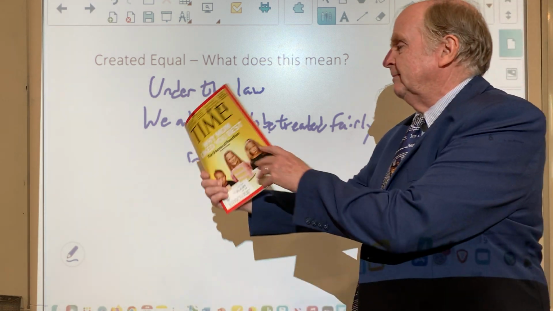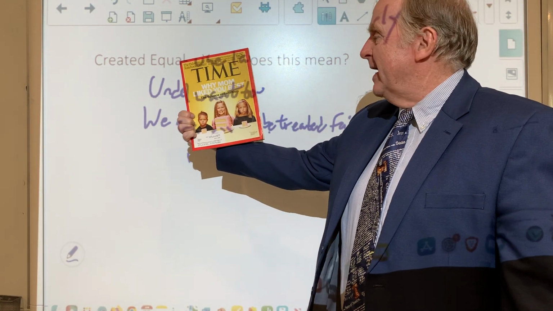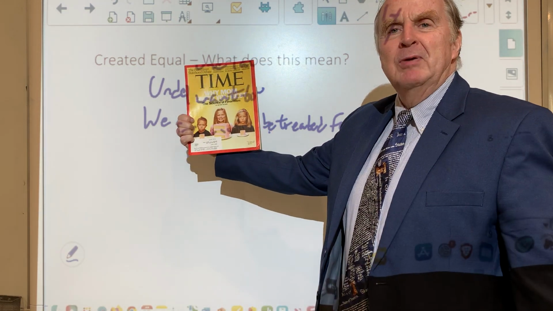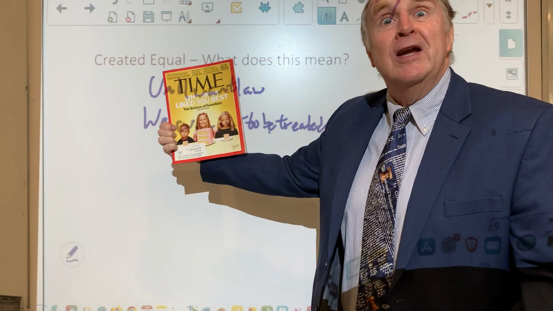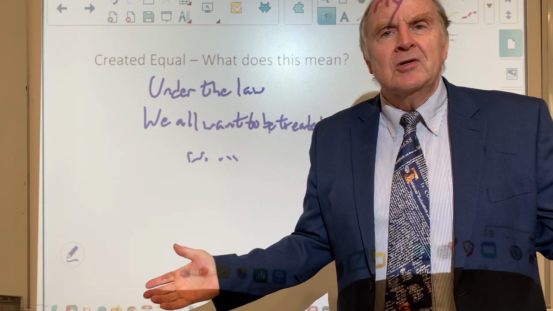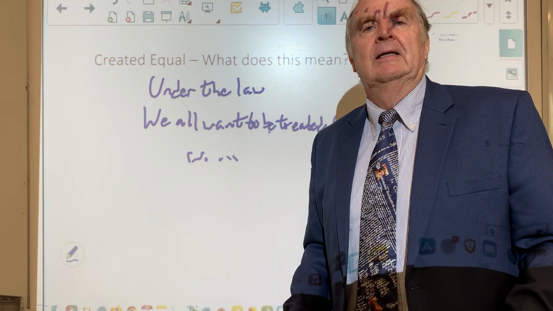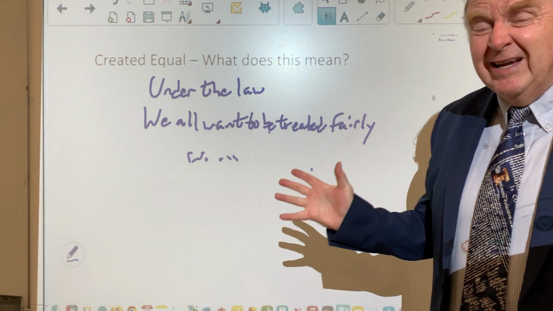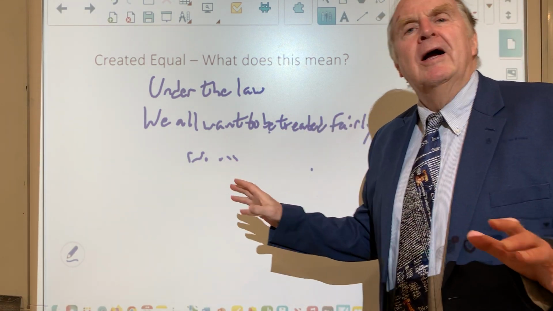This is a beautiful picture illustrating this from Time magazine. Look at the three kids. She gets the big piece of cake, and the other two, well, they look disappointed. That's understandable because it's not fair. Even little kids understand this. We want to be treated equally. We want to be treated fairly. And if government's not treating us fairly, then hey, there's a problem. Okay, so that's what we're talking about.